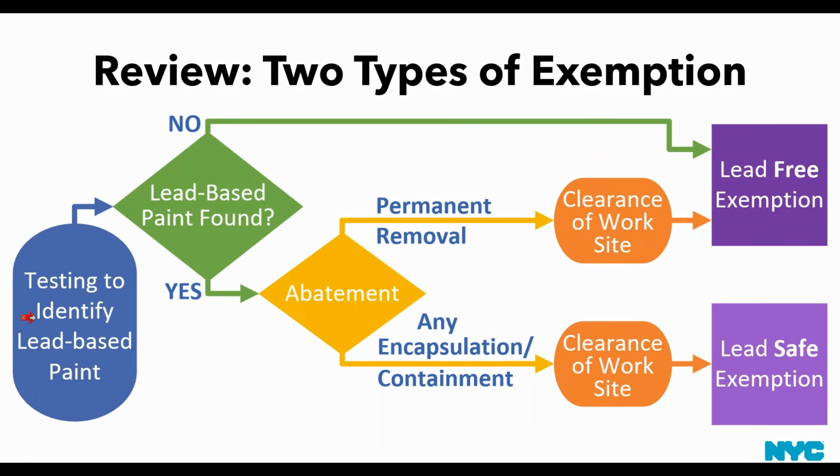And again, to review as we talk about what documents are required, we'll just look at this flow chart again. So no matter what, our exemption process always starts with some testing. If no lead-based paint is found, then that gets us all the way to our lead-free exemption. If lead-based paint is found, then we may pursue permanent removal of that lead-based paint, or we may make the paint safer through approved methods. Either way, clearance of the work site is going to be required to make sure that it is safe for the tenants to reoccupy. And as we'll see, depending upon the method used to make the paint safe, there may be some additional documentation required as well.